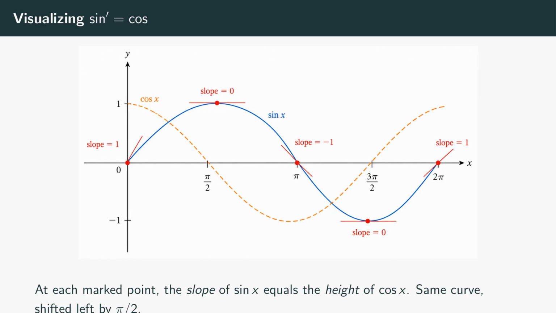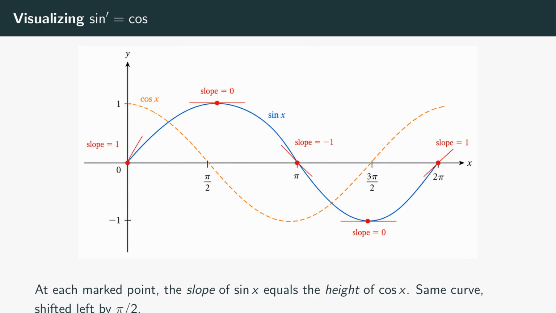Match. At x equals pi, sine is falling back through 0 at slope minus 1, and cosine of pi is minus 1. Match. At 3 pi over 2, sine is at its minimum, slope 0 again, and cosine of 3 pi over 2 is 0. Match. At 2 pi, we're back where we started, slope 1, cosine equal to 1. The pattern is exact and it holds everywhere in between, not just at the marked points.